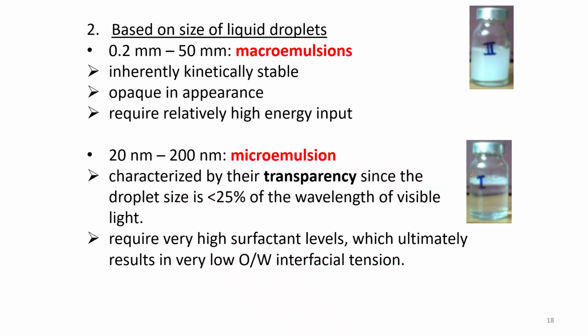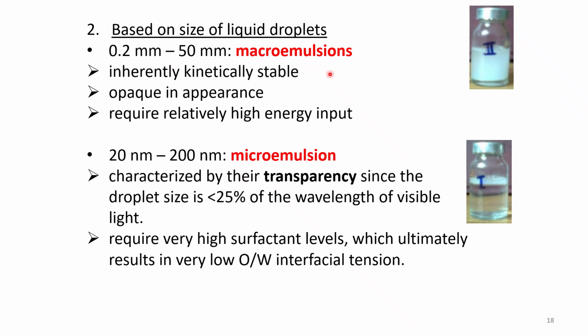We can also characterize emulsions through the size of the liquid droplets or the dispersed phase. In general, if the size ranges between 0.2 mm to 50 mm, then it is categorized as a macroemulsion. Macroemulsions will have an opaque appearance, and they require a very high energy input in order to produce the emulsion.